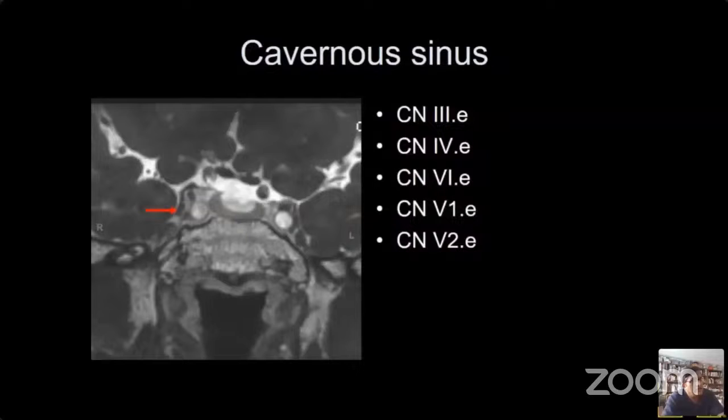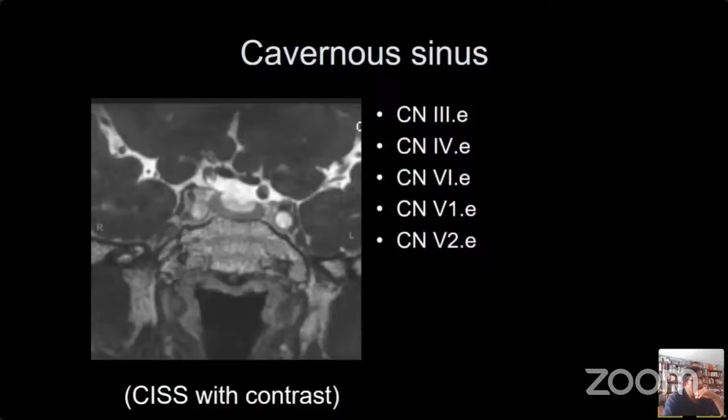And V3 is not seen because from the trigeminal ganglion, it drops straight down into the foramen ovale and exits the skull. So that actually is the cranial nerve V3, that one, and which is not part of the cavernous sinus.